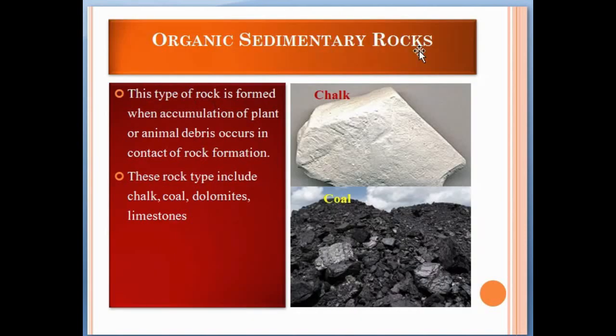The third one is organic sedimentary rock. This type of rock is formed when plant or animal debris accumulates in contact with rock formations. These rock types include chalk, coal, dolomites, and limestone. See, this is the chalk and this is the coal.